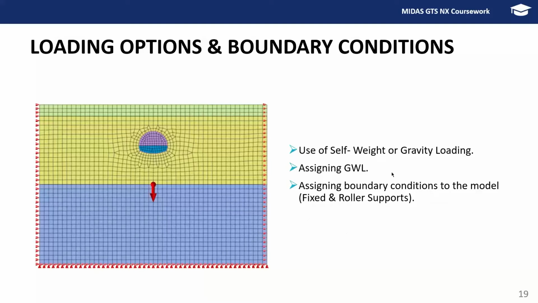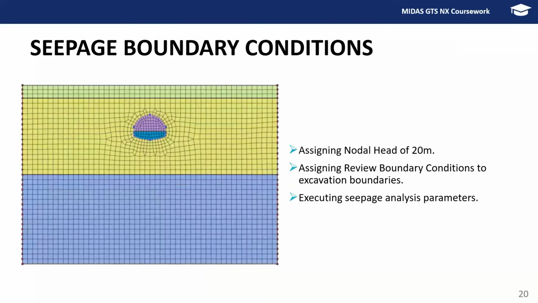Now coming to the most important and the new aspect for this model, that is the seepage boundary condition. So we'll assign a nodal head to both the edges, or the same place where the nodes are assigned the boundary conditions for the ground supports. This will indicate that the entire soil is submerged, and will assign a nodal head of 20 meters. That means beyond the height of 20 meters, the nodal head will be taken as 0.